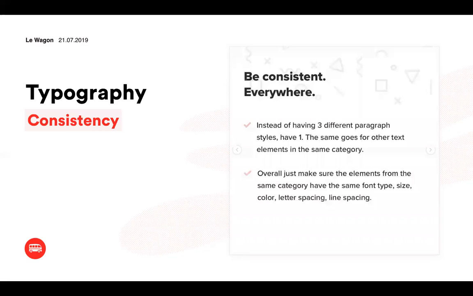Then, talking about consistency for typography, it's one of the most important things. So instead of having 3 different paragraph styles, you have just one, all right? Your paragraph will always look the same throughout all your pages. And the same goes for the other text elements in the same category. So overall, we just have to make sure the elements from the same category have the same font size, the font type, the color, the letter spacing, the line spacing.